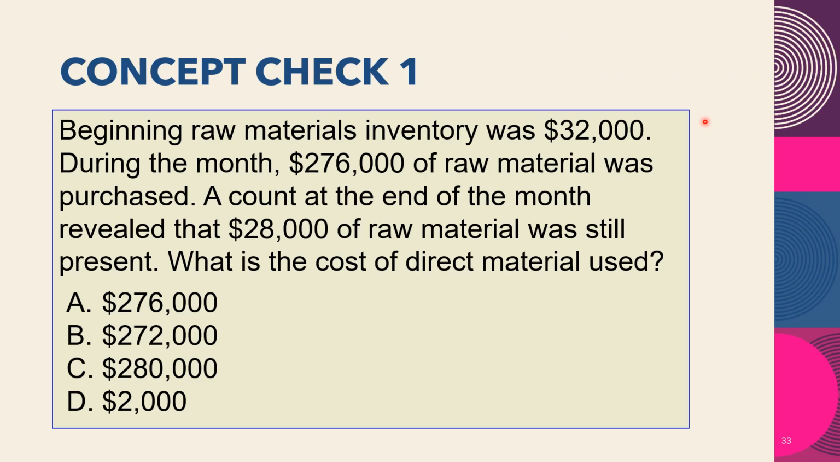Concept check number 1. Beginning raw materials inventory was $32,000. During the month, $276,000 of raw material was purchased. An account at the end of the month revealed that $28,000 of raw material was still present. What is the cost of direct material used? Please do it now.